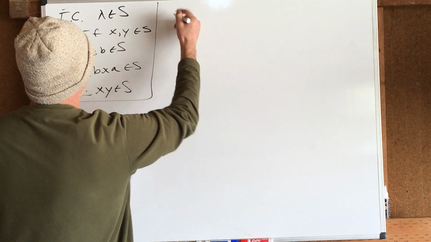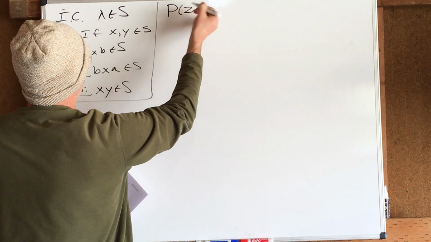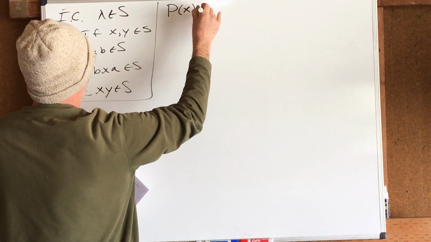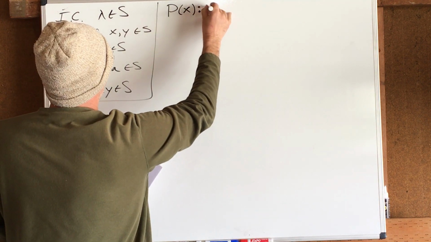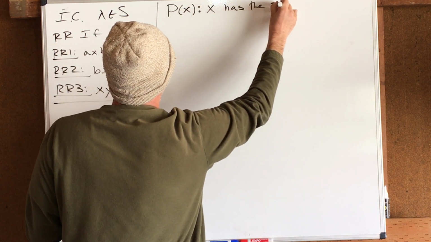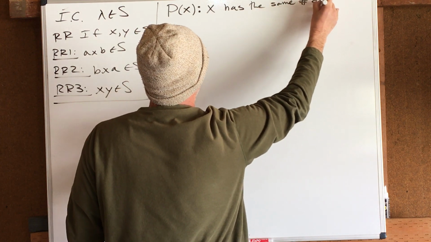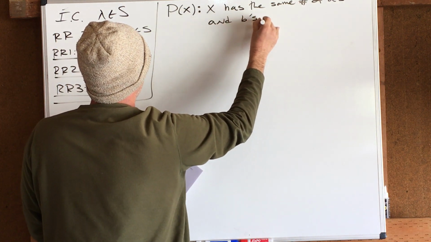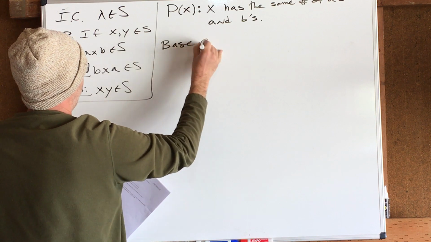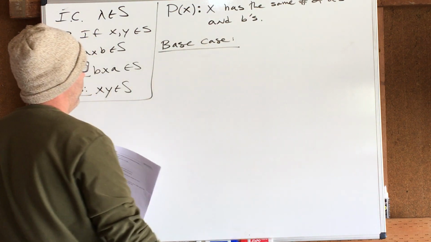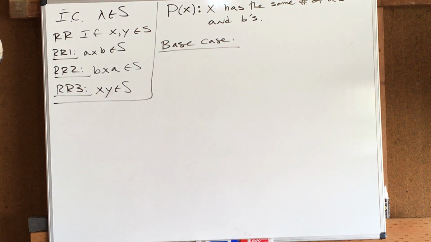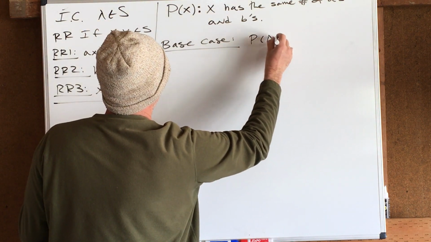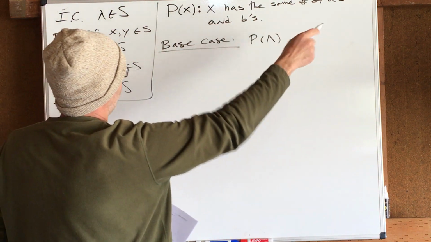Right, remember the property we're trying to prove. Let's see, maybe I should use a P of X: X has the same number of A's and B's. Okay, so base case. Here we're trying to prove the property holds for the initial case, so we're trying to prove P of lambda. P of lambda says that lambda has the same number of A's and B's.